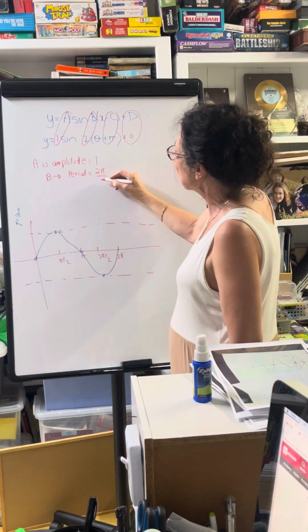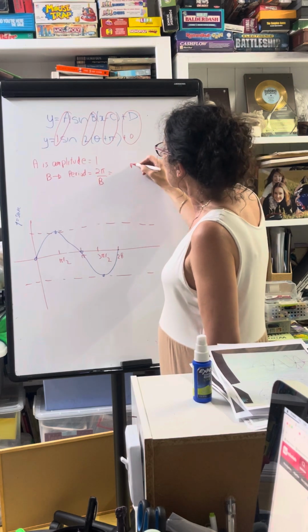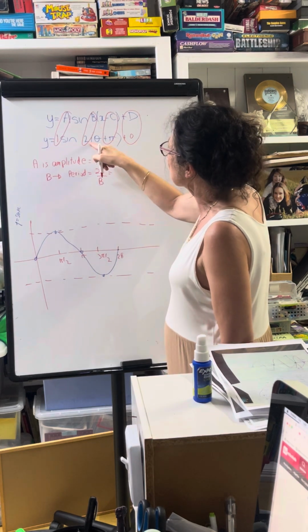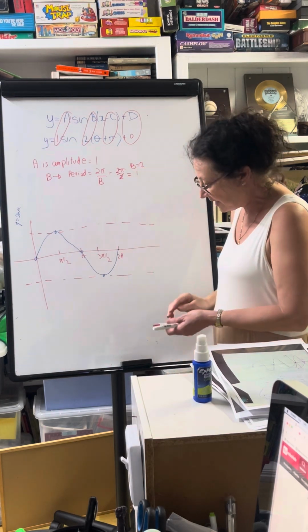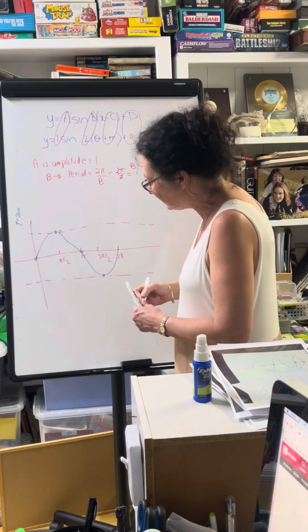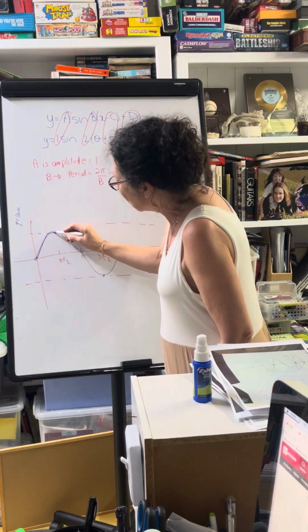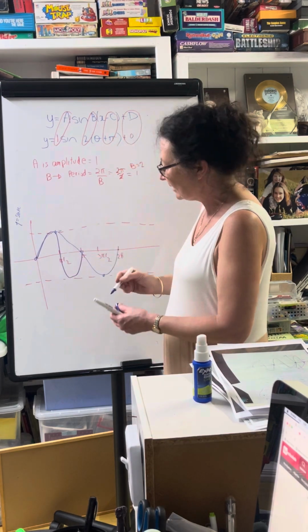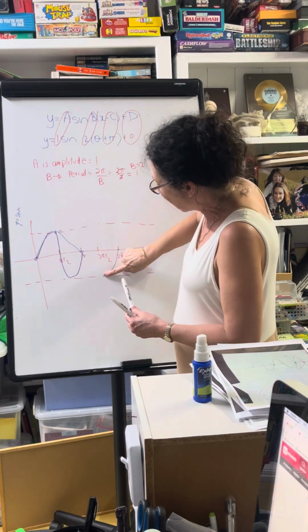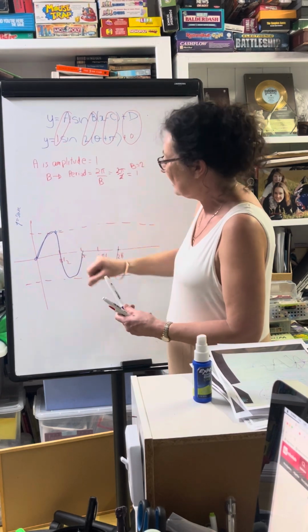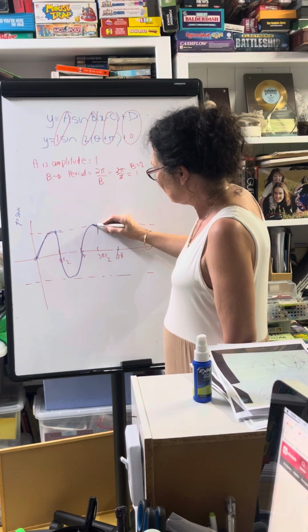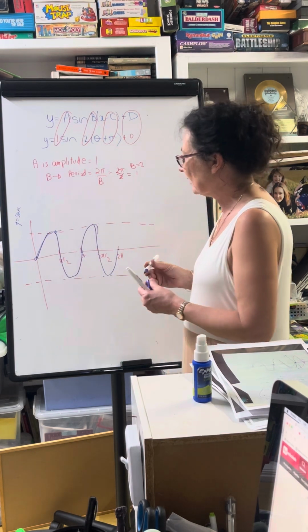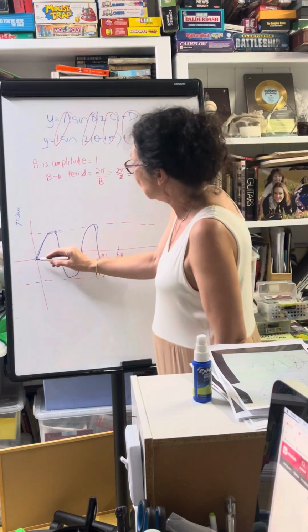But this time you work out your period. B in this case is equal to 2. So it'd be 2 pi over 2, which is pi. So what we're going to do now is we're actually going to do this whole thing within pi. So I can get rid of that because we've changed that. And it's just going to go like that and then like that. And the same in that direction.